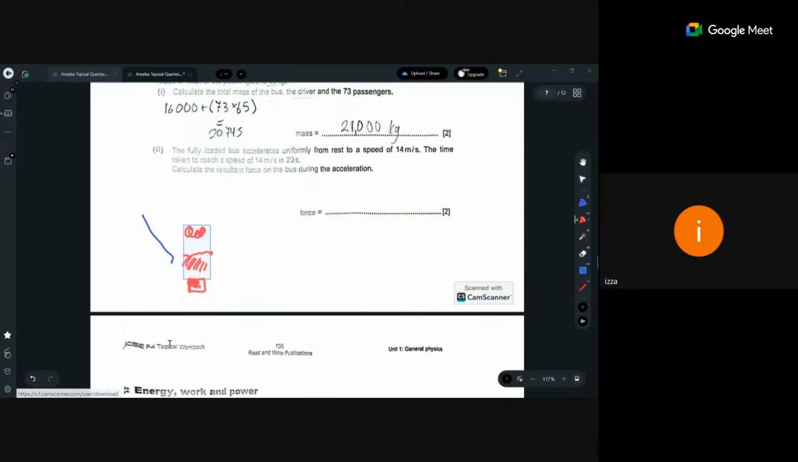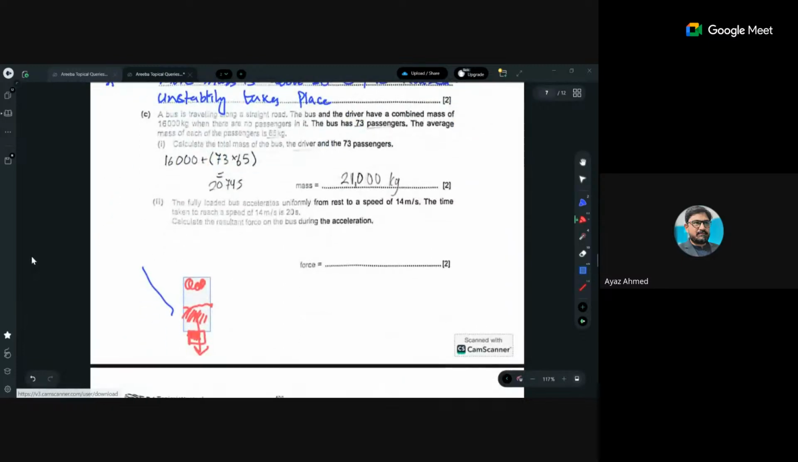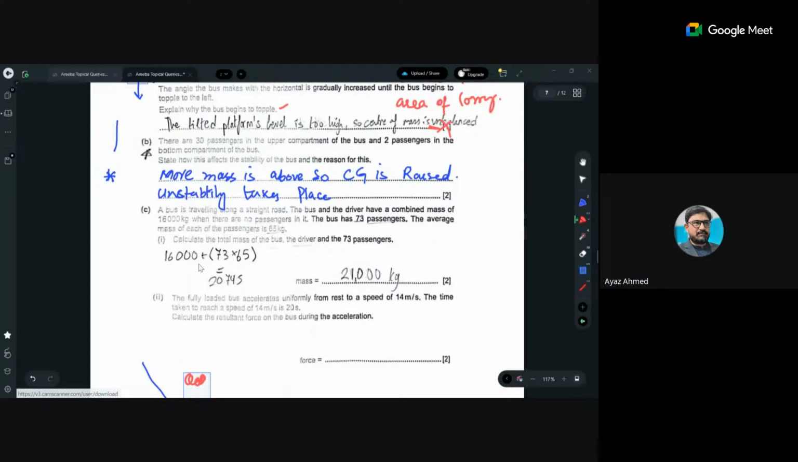At the lower portion, yes. The reason is that we want the center of gravity lower, that is why it would have stability.